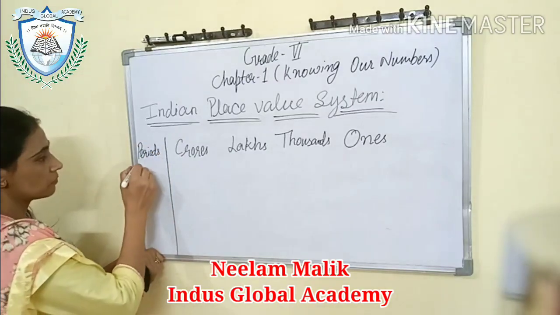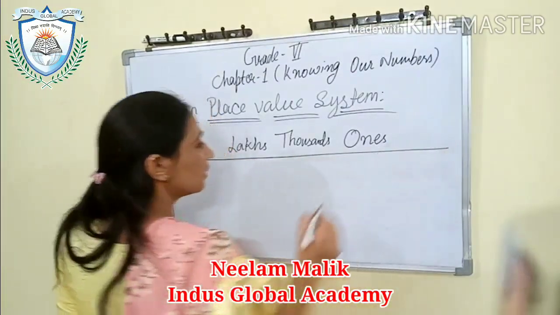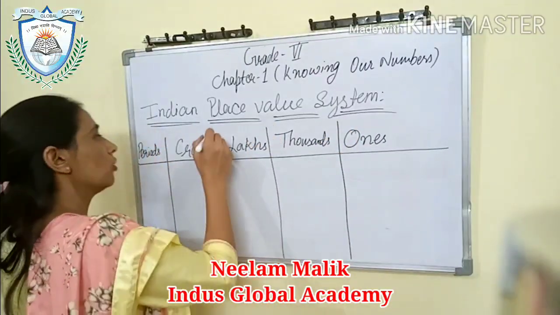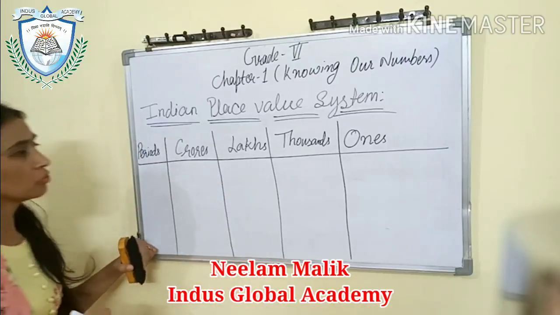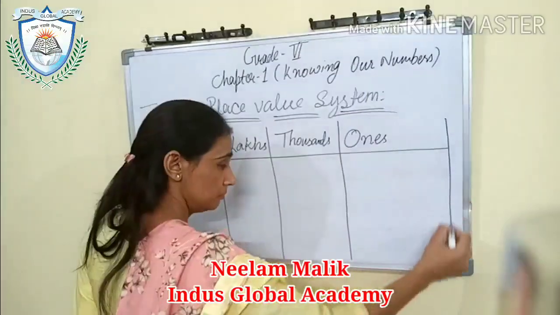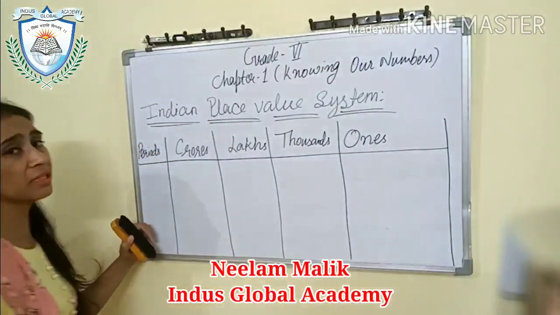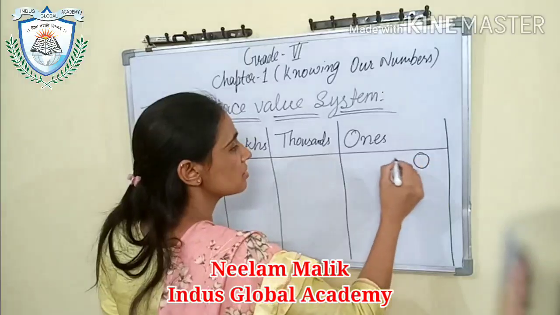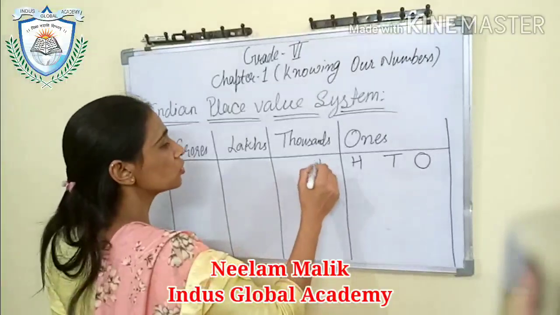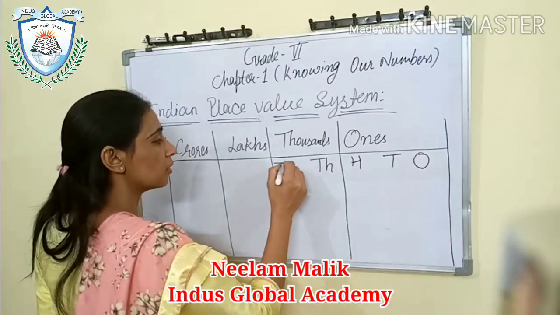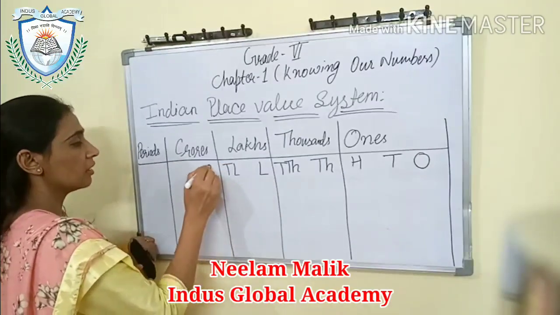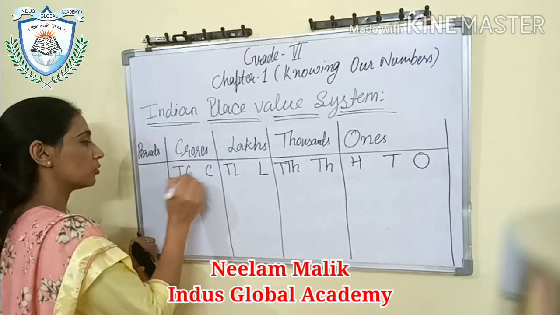And these periods are separated by commas. When you write any number, you will separate these periods by commas. Now in the ones period there are three places, that is ones, tens and hundreds. In the thousands period there is 1000 and 10,000. Next is the lakh and 10 lakh. Here is crore and 10 crore.